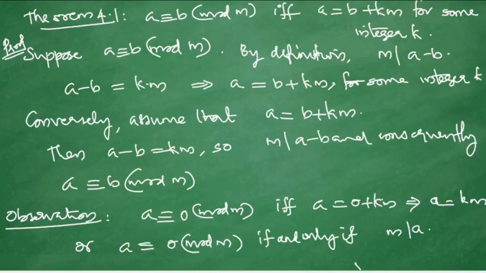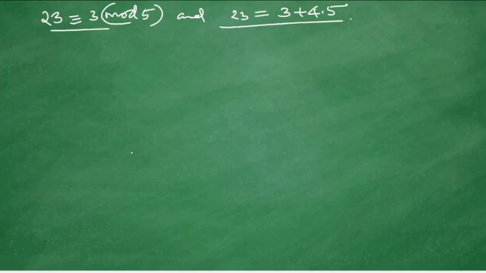So a is equal to k times m. And then, for example, we can say that 23 is congruent to 3 modulo 5, and 23 is equal to 3 plus 4 times 5. Now this is useful information.